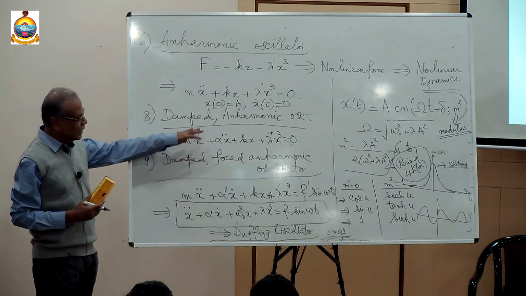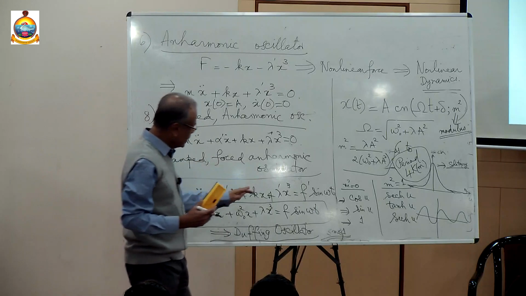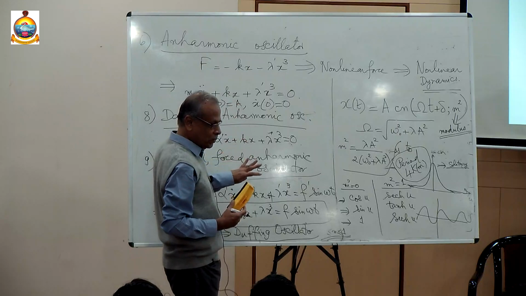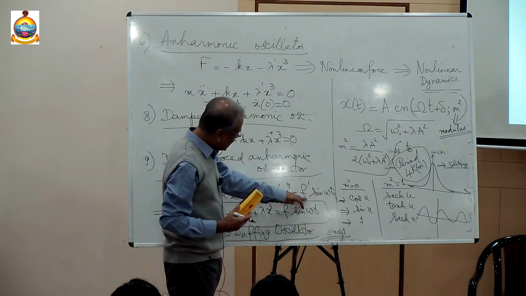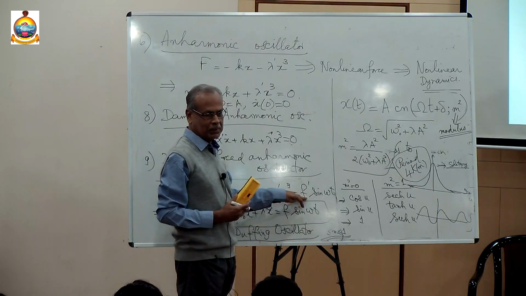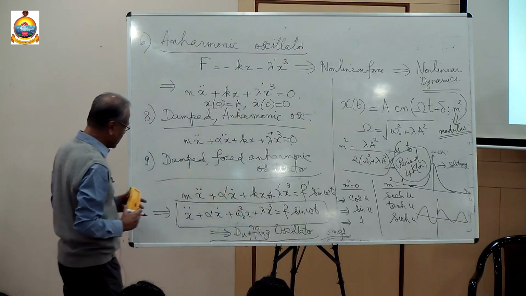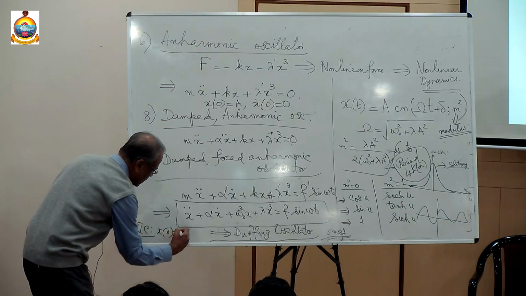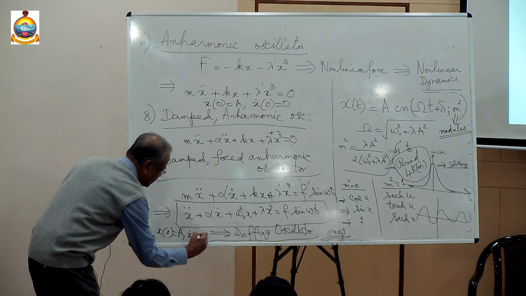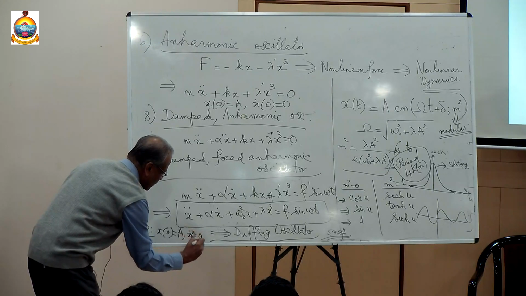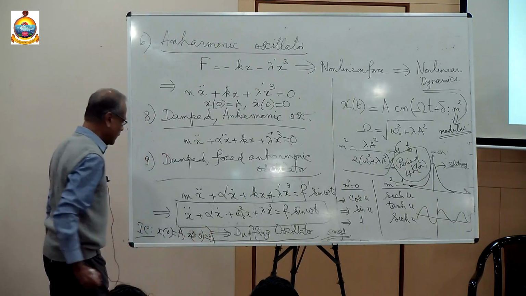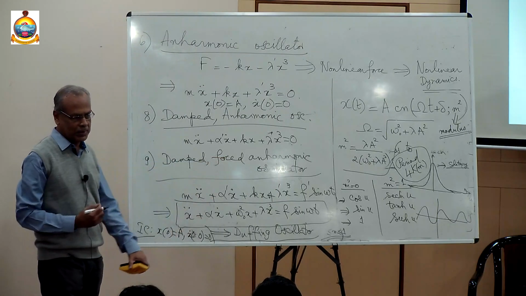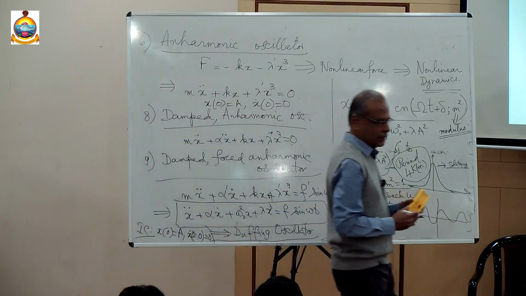This equation itself, in general, cannot be solved. Obviously this is a nonlinear equation, so no linear superposition principle is valid, and this is an inhomogeneous nonlinear differential equation. You want to solve the initial value problem given the initial conditions x of 0 equal to a and x dot of 0 equal to 0. There is no way to solve this equation.